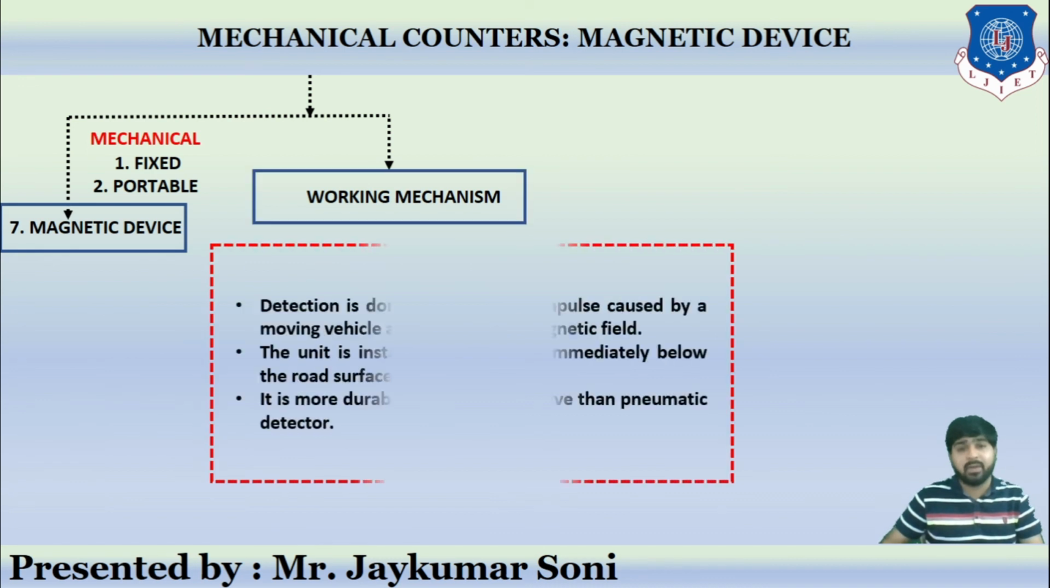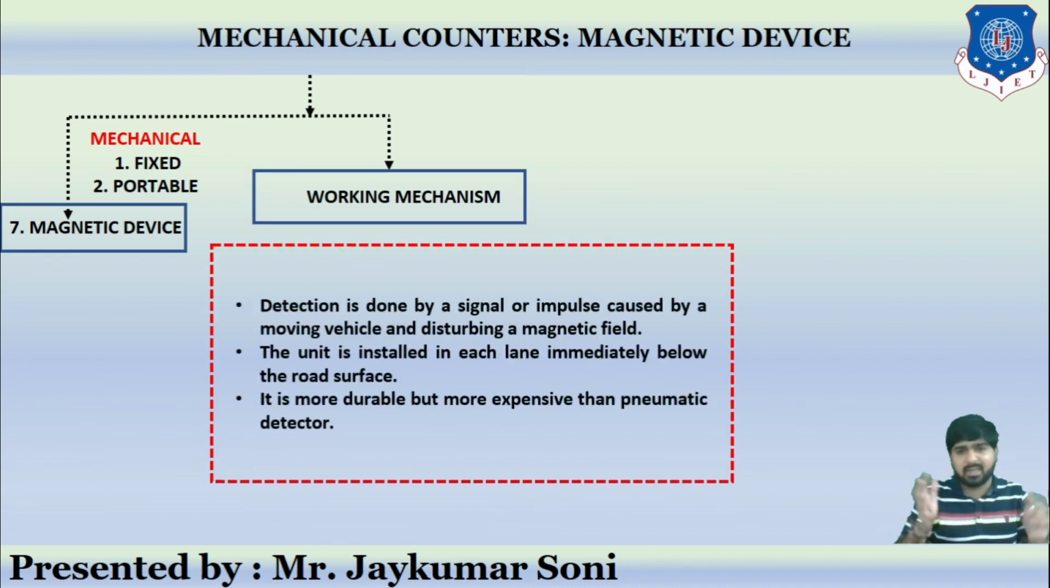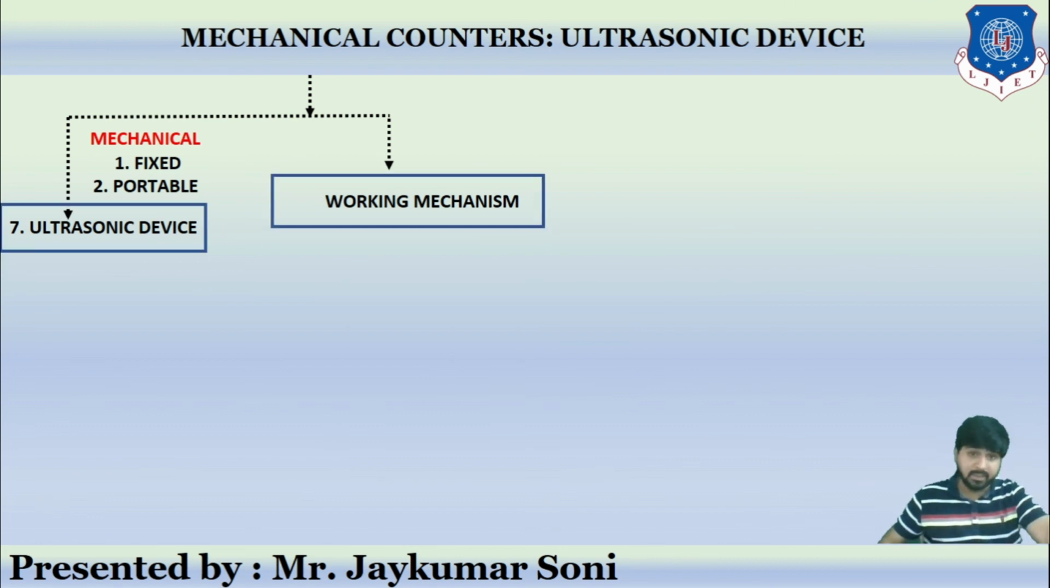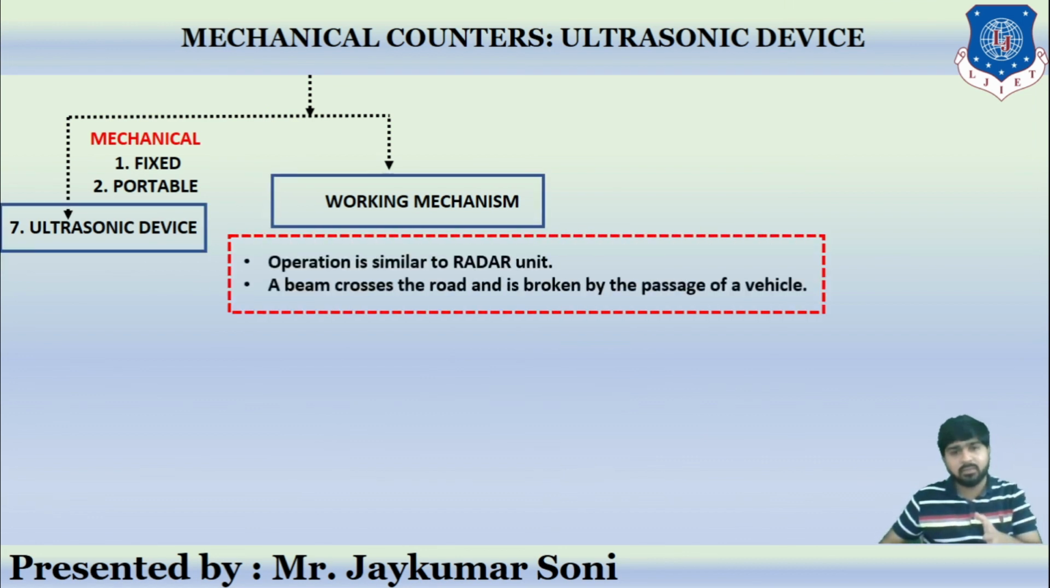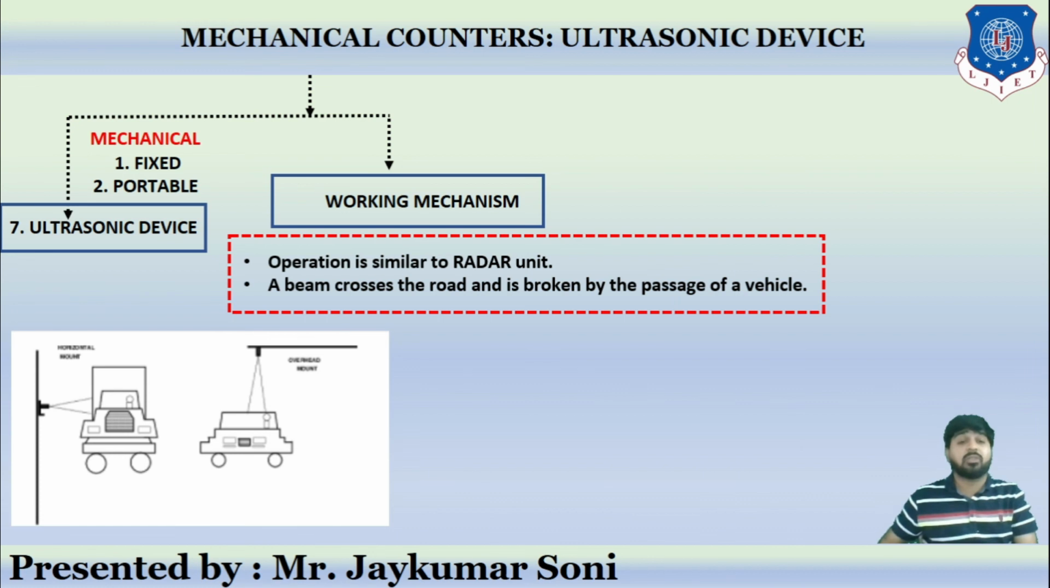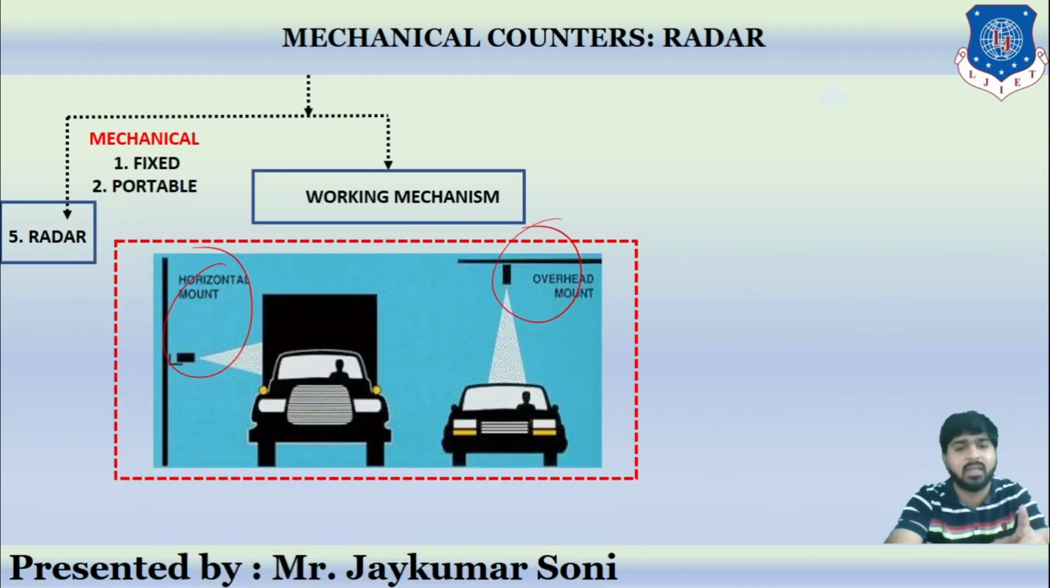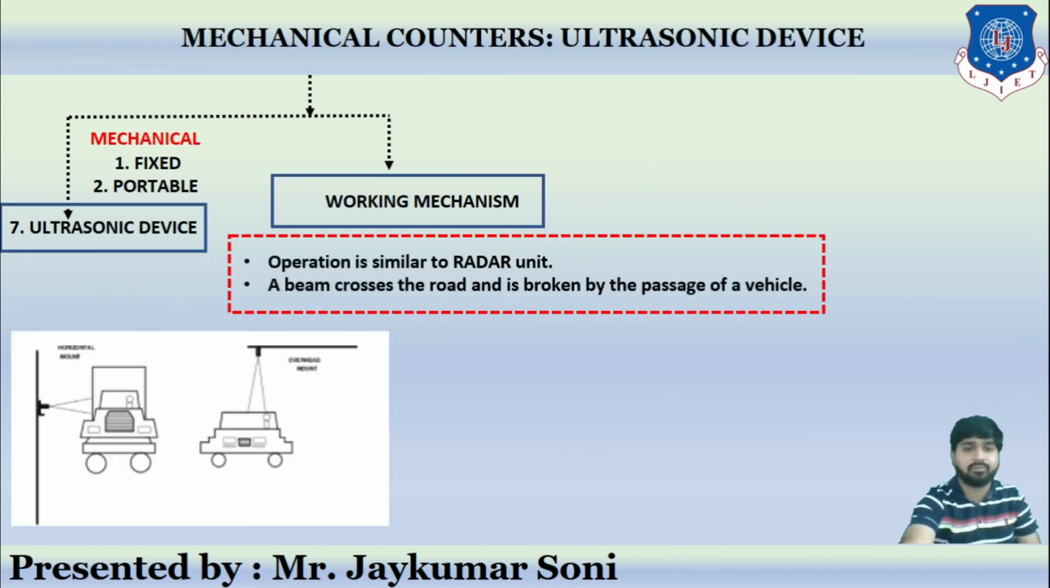Then comes the magnetic device. It is as easy as the radar. The beam will cause a magnetic field, and whenever a vehicle is moving, it will disturb the magnetic field and it will detect the movement. And then comes the ultrasonic device. It is similar to radar, in that the beam crosses the road and it is broken by the passage of a vehicle. See, it is the same like this. Let me show you. Like this only. This is the colorful representation, and this is the black and white representation.